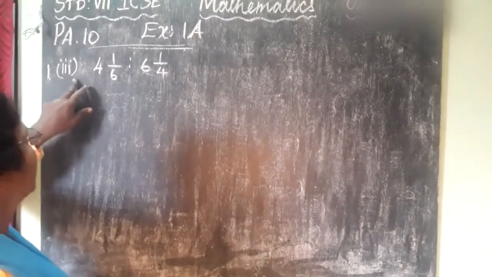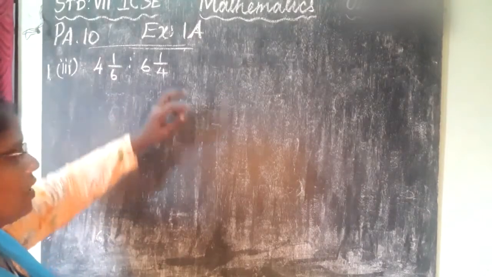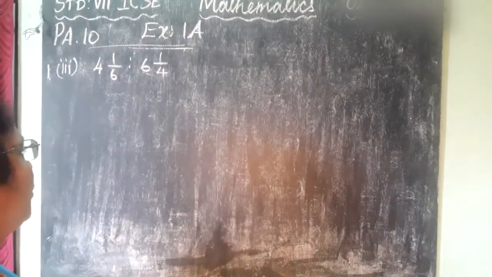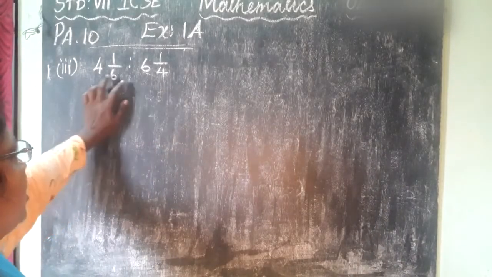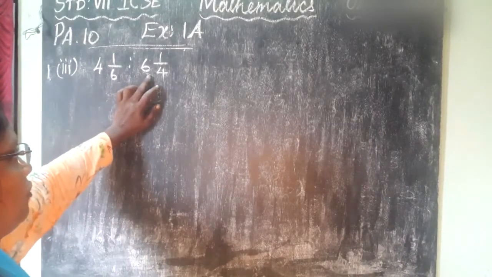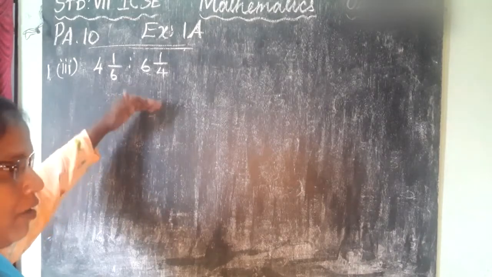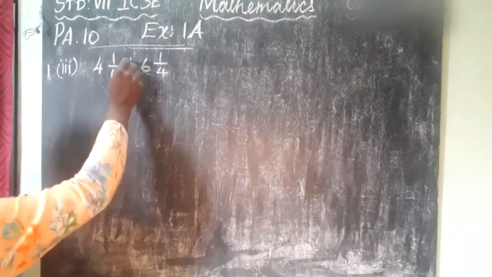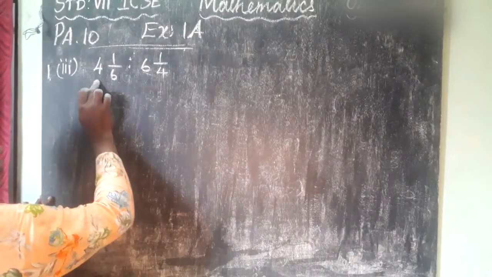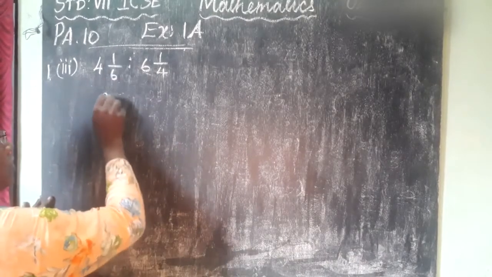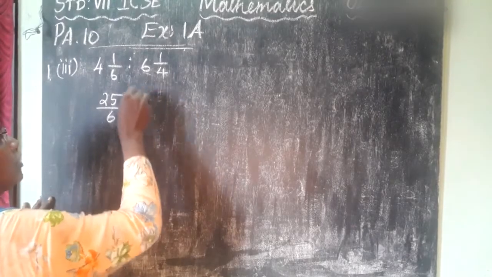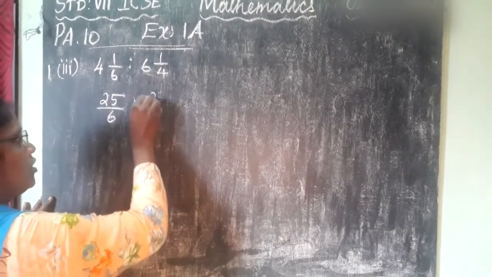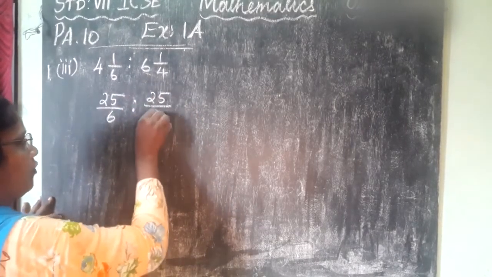So the next sum, first one, third option, 4 1 by 6 and 6 1 by 4. Okay, this is like the second sum only. Only thing, here it is given in mixed fractions. We must convert these into improper fractions, then do the same as the second one. So 6 4s are 24. 24 plus 1 is 25 by 6. 4 6s are 24. 24 plus 1 is 25 by 4.